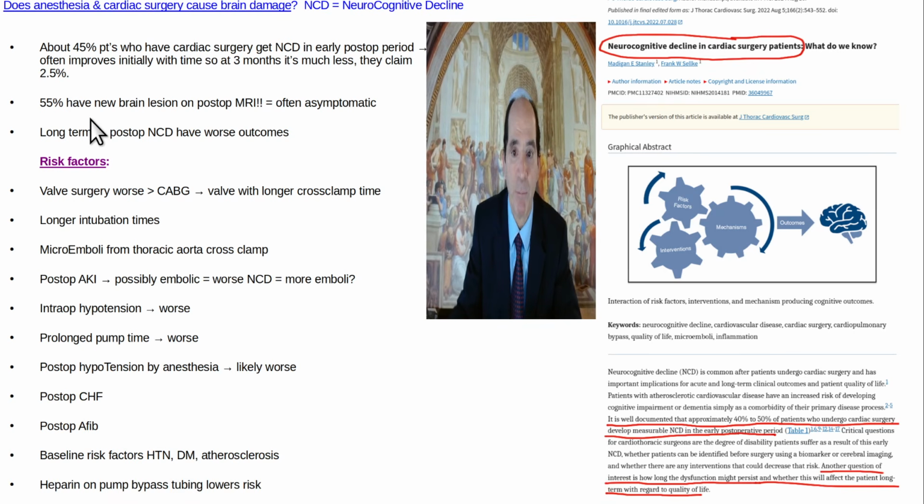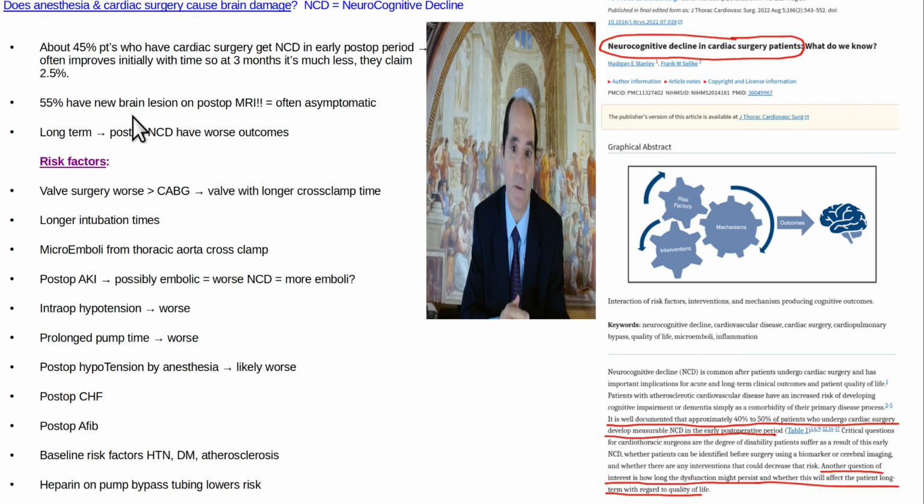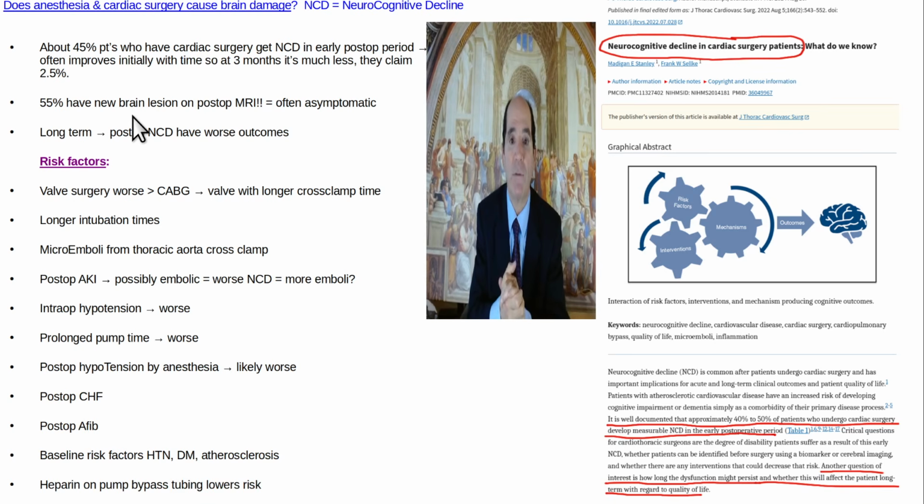They say that if you performed a brain MRI after cardiothoracic surgery, 55% will have a new lesion on brain MRI. I can tell you, I look at brain MRIs every day. I almost never get a cardiac surgery patient sent to me, so they don't often have a symptomatic stroke in the early postoperative phase. They don't, okay? I can tell you my father had open heart surgery and he came out of it just fine. He had no cognitive deficit at all.